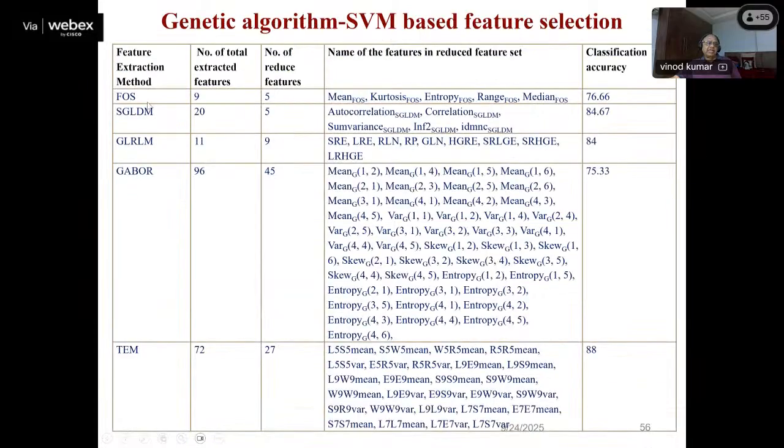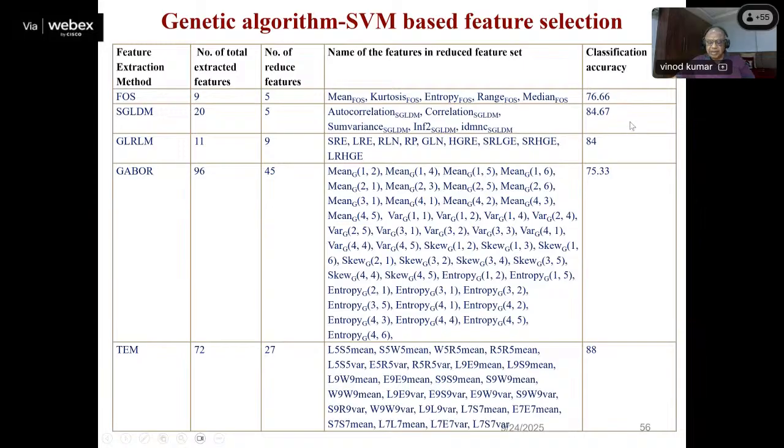So we again tried to study, say if we take only first order statistics, 9 features, after reduction, 5 features. If we use only these features, classification accuracy is 76 based on SVM. If we use gray level difference matrix, this. So with each and every set of different features, we studied what is the level of classification.